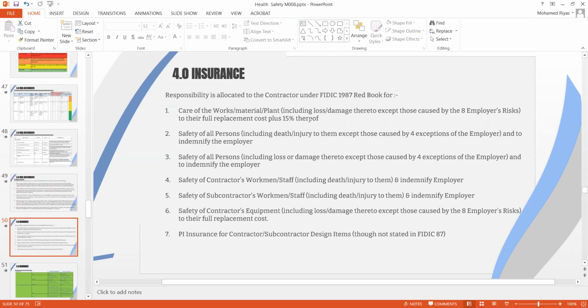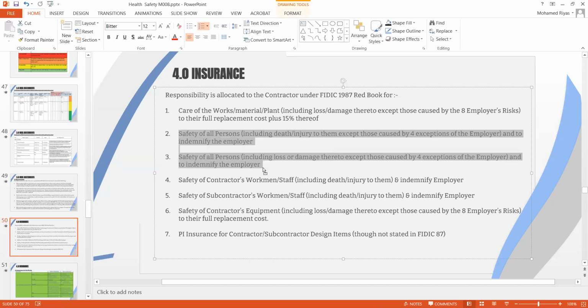The second category of insurance policy, we have safety of all persons, which includes death and injury to them. Then exceptions we will discuss separately when we come to the specific insurance. The third category, not safety of all persons but safety of property. And the second one and third one together, we can call third party liability insurance.